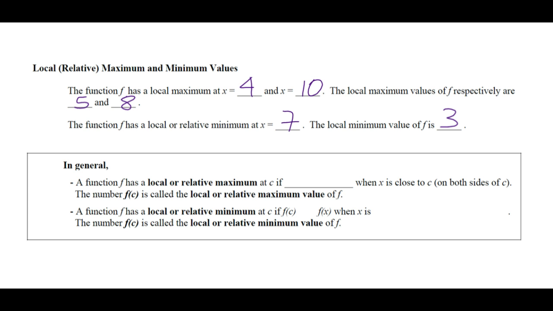So in general, a function f has a local or relative maximum at c if something holds when x is close to c on both sides of c. It's going to be the same deal, right? It's going to be that f of c is greater than or equal to f of x.